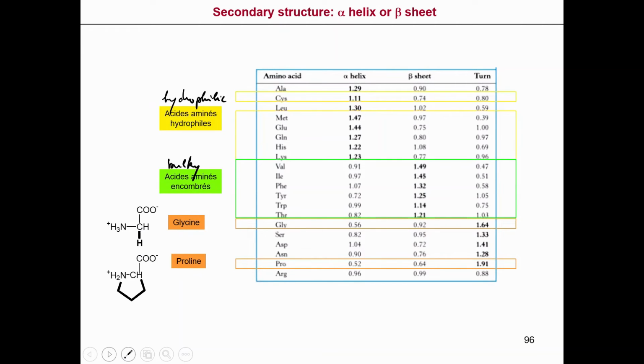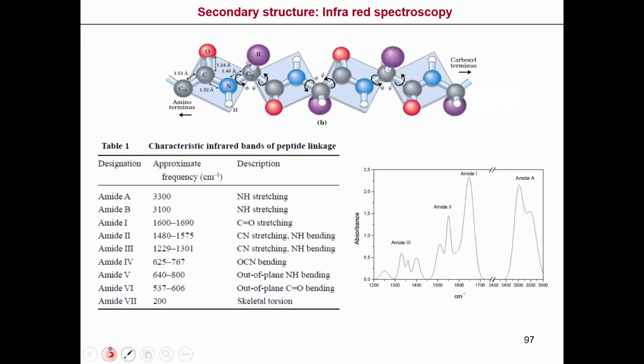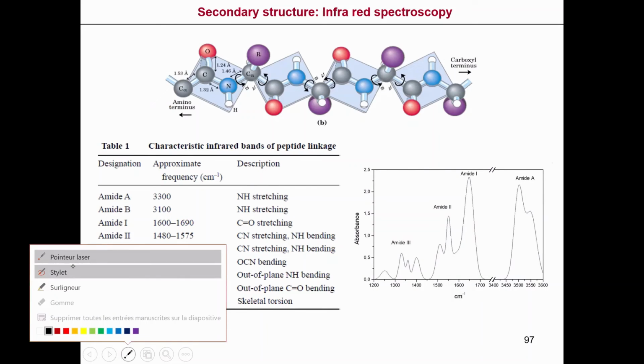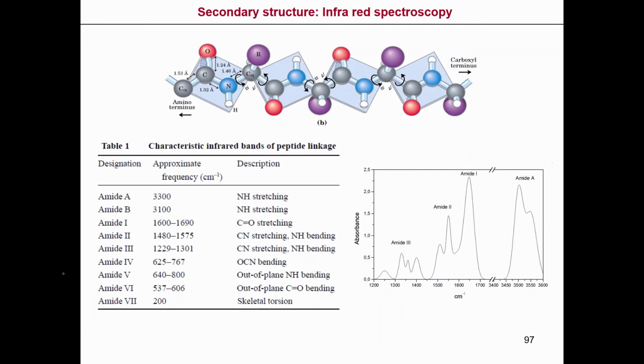Now we can see two techniques to study the secondary structure of proteins. The first technique is infrared spectroscopy, and I remind you, infrared is between 400 and 5,000 centimeter minus 1, okay? And you have the characteristic infrared bands of the peptide linkage.